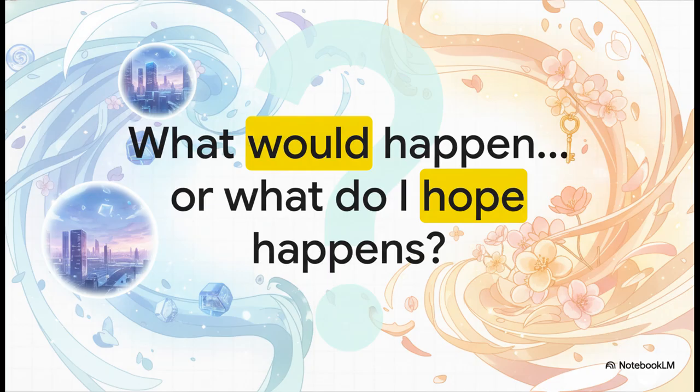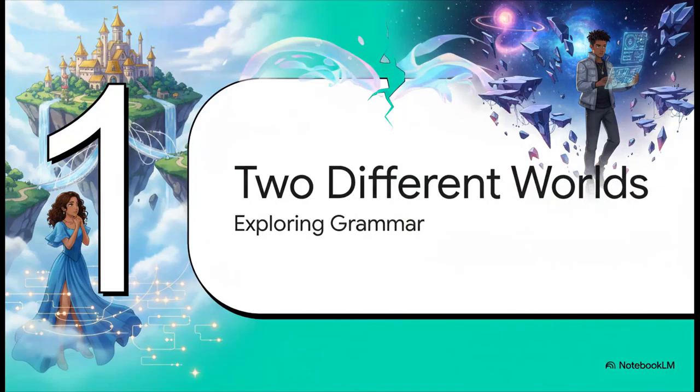Now this question hits the nail right on the head when it comes to the most common errors students make. We constantly confuse the imaginary world of what would happen with the highly subjective world of our internal feelings, hopes, and doubts. As Maya points out to Leo, in English, we usually just lean on helper words like would or might. But in Spanish, the entire shape of the verb actually changes depending on whether you're dreaming up a scenario or expressing a feeling. Section 1. Two very different worlds. Exploring grammar.